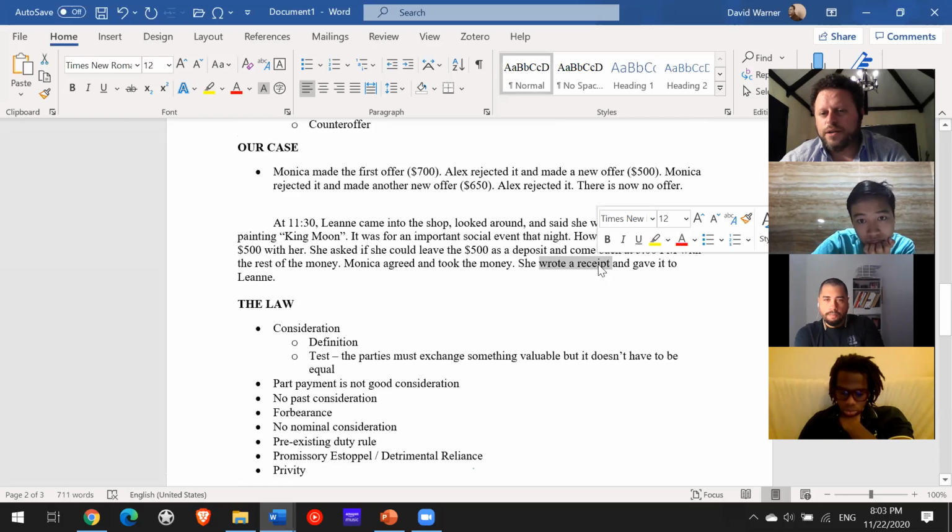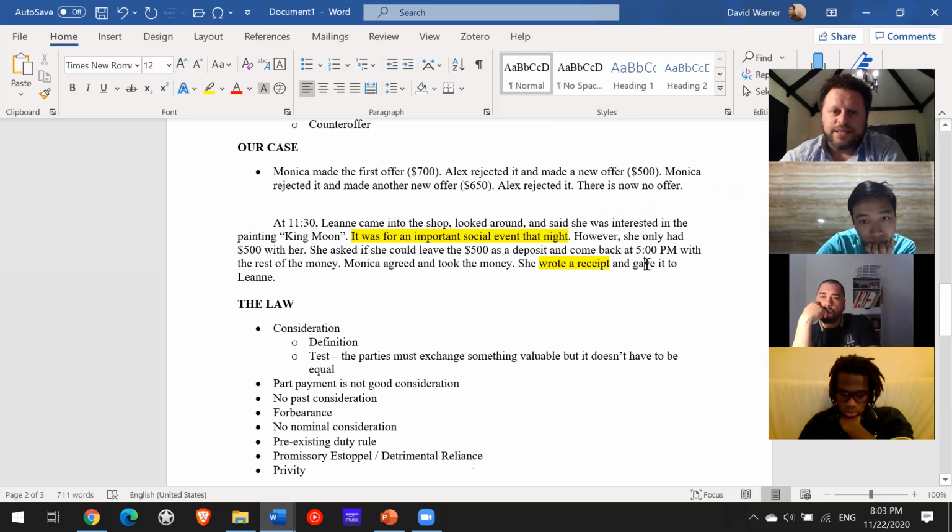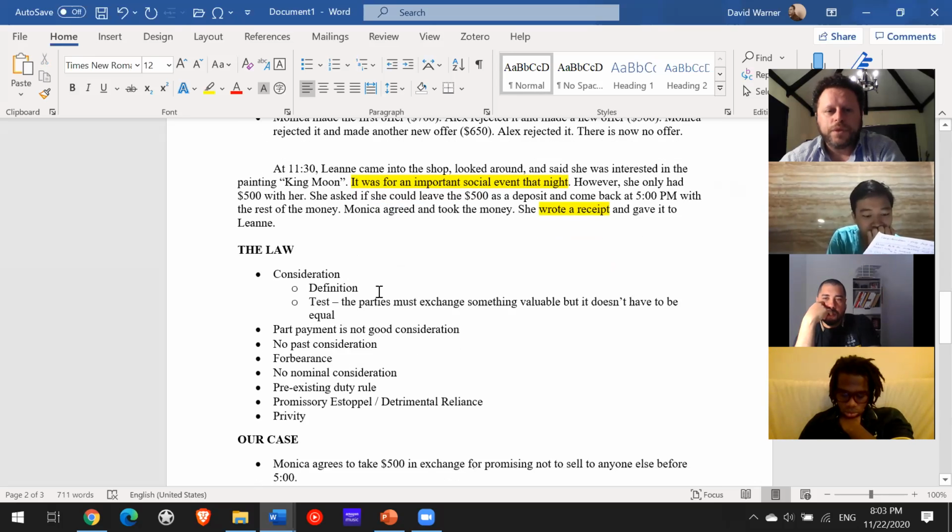Well, she wrote a receipt. Yeah, we have some evidence. There's another thing that I would look at and say, oh, this might be important, which is it was for an important social event that night. To me, I would recognize that this is important because every sentence that I'm giving you in these essays has some reason. I'm telling you this because this is going to be important, but okay.